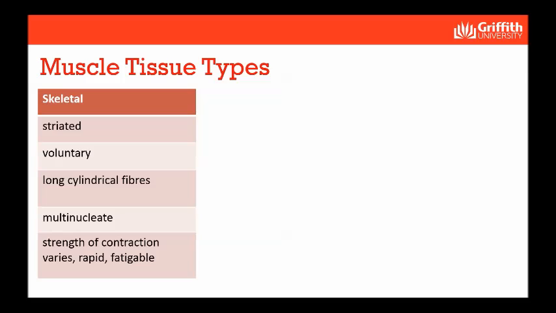The strength of skeletal muscle contraction can vary. For example, in one instance, only a small force is required when picking up a light object, such as a paperclip. However, the same muscles are capable of producing much greater power when lifting a heavy saucepan. Skeletal muscle has the ability to contract rapidly, but also fatigue easily.